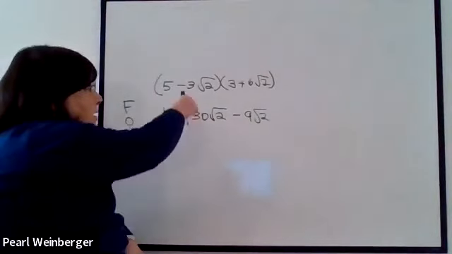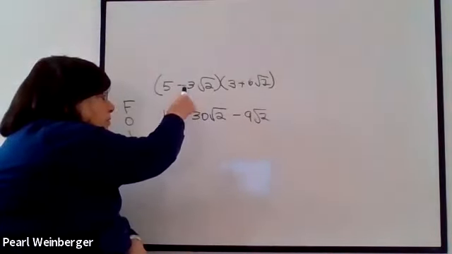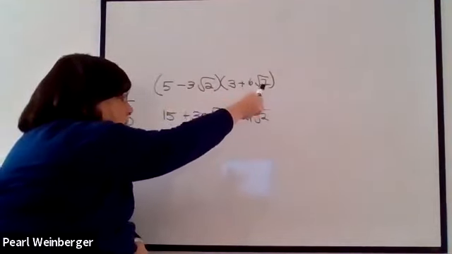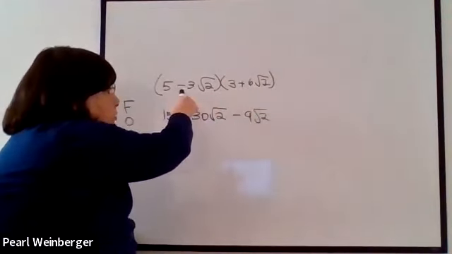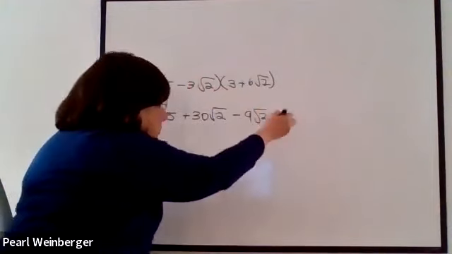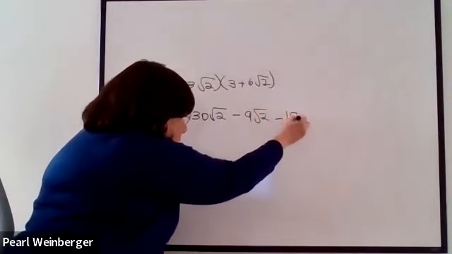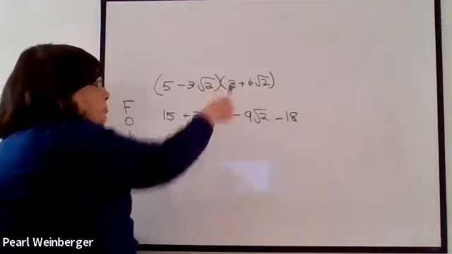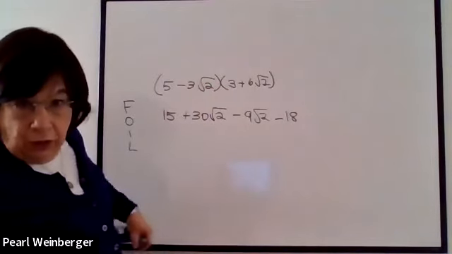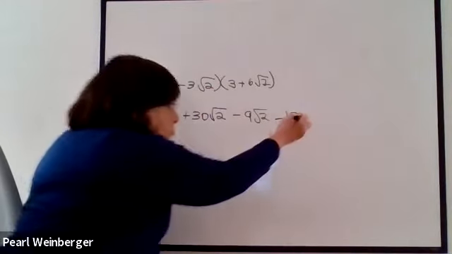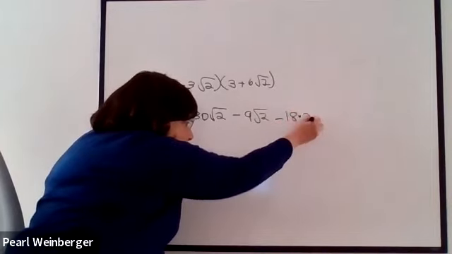And finally, last, I have to multiply the negative 3 radical 2 times the positive 6 radical 2. So the negative 3 times the positive 6 gives me negative 18. And the radical 2 times the radical 2, that's my easy one. I'm just going to make it into a 2.